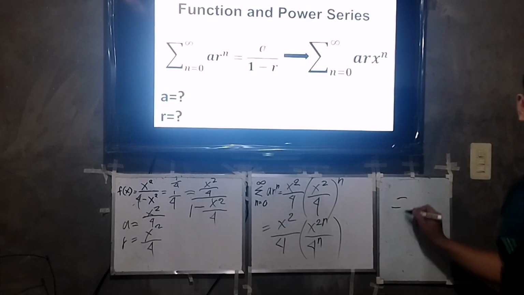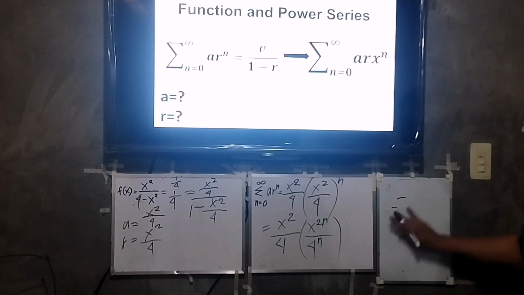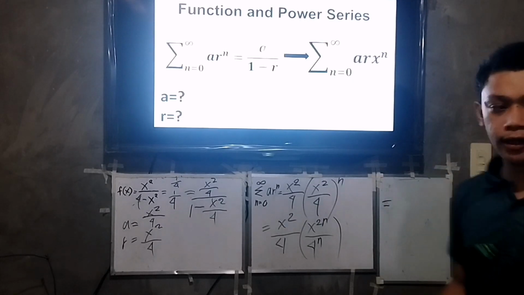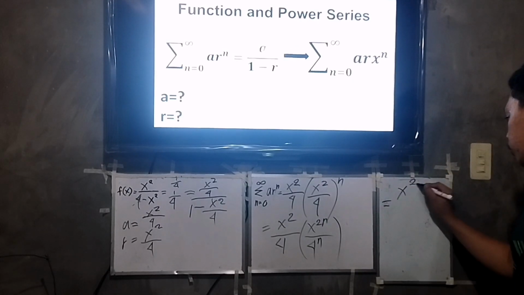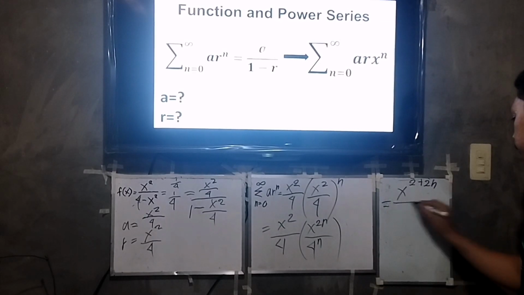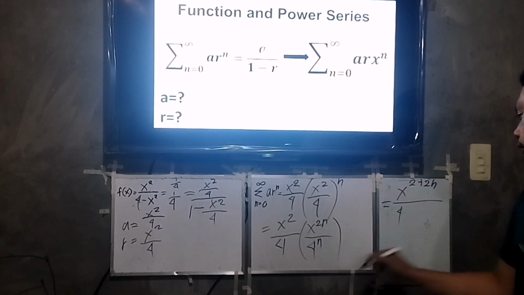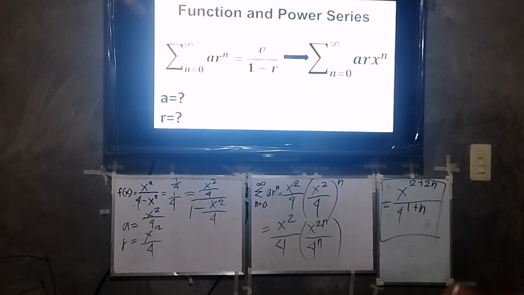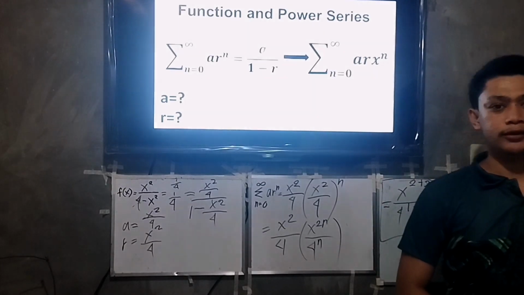So our answer is x to the 2 plus 2n over 4 to the 1 plus n. So that is the answer to example number 2.